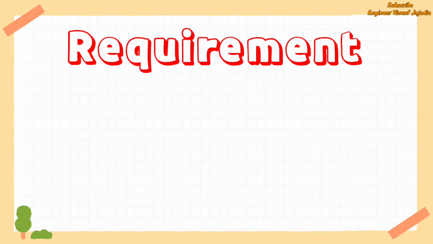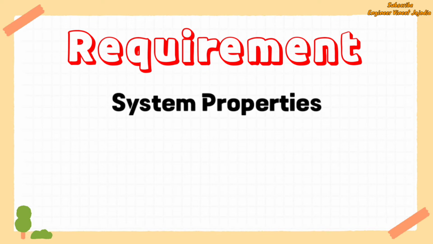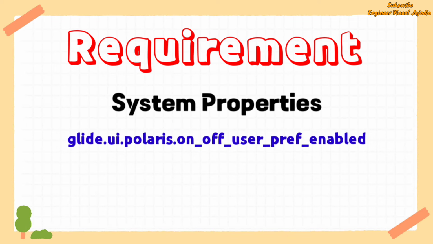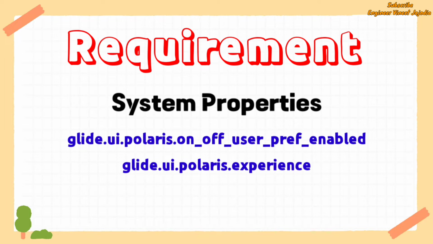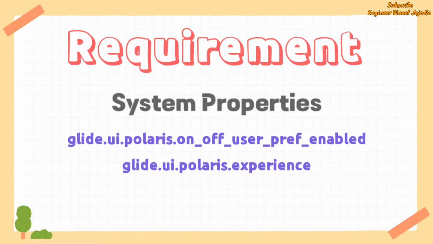We are going to make some configuration changes in the system properties. So we will be using properties glide.ui.polaris.on_off_user_pref_enabled and glide.ui.polaris.experience. So let us start making the configuration changes in the system properties. But first we have to check whether these properties are present in the system or not.